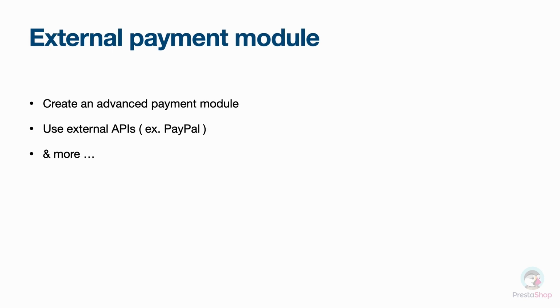The final chapter will be more advanced compared to the other one. It will be called external payment module. As the name external may signify, something that we'll be discovering during this chapter. So the result will be actually creating an advanced payment module. We'll be using an external API. For example, we'll be adopting PayPal as a payment solution for our shop, and more advanced stuff that we'll be discovering during this chapter.